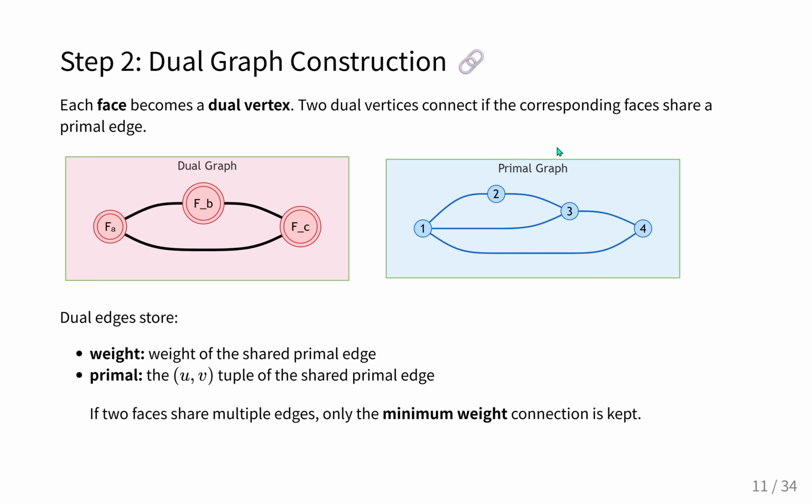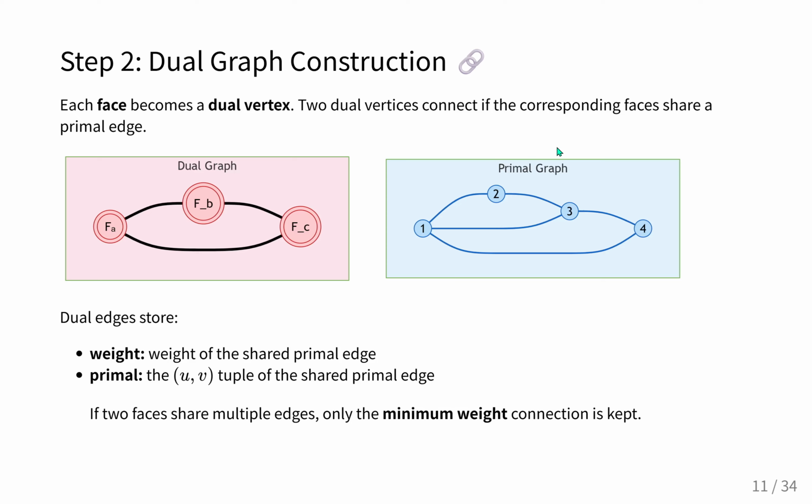It's kind of like looking at a map of countries. In the original graph, the cities are the nodes, and the highways between them are the edges. Okay, I like that. But in the dual graph, the countries themselves become the nodes, and the physical borders between them become the connecting edges. The weight of that border is just the weight of the highway crossing it.